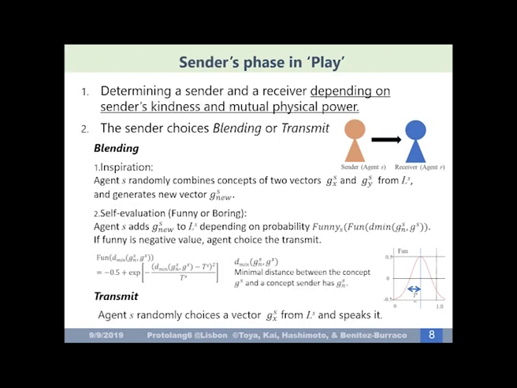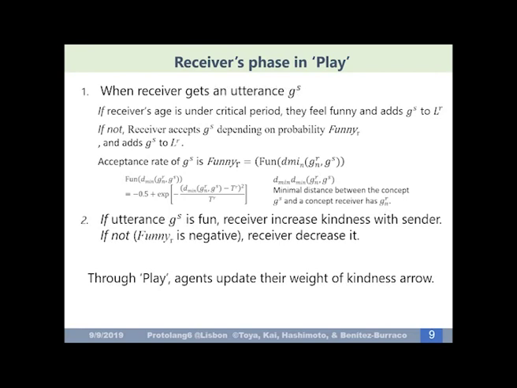Another action, transmit, is that the agent S randomly chooses a vector GS from LS and speaks it. Next, the receiver's phase. When the receiver gets an utterance GS, if the receiver's age is under the critical period, they feel it funny and add GS to language R. If not, the receiver accepts GS depending on the probability funny, and adds GS to L receiver. So the acceptance rate of GS is funny R.